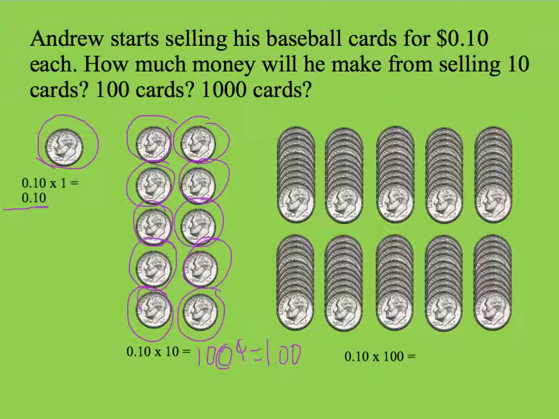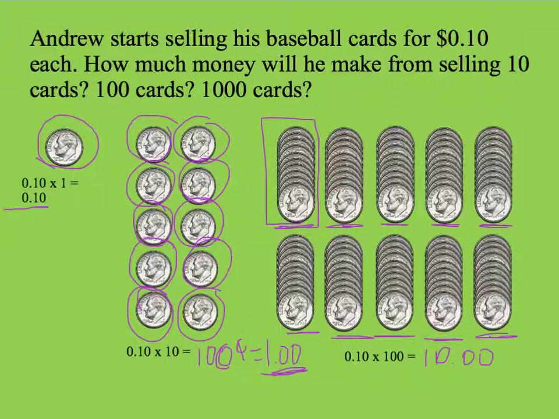Now, let's take a look at the last diagram on the far right. This is representing 10 groups of 10. Each of these little rows of dimes represents 10 dimes, or $1, which we just learned in the last diagram. So if we count this, we have $1, 2, 3, 4, 5, 6, 7, 8, 9, 10. So we would have $10 here, or 1,000 cents.